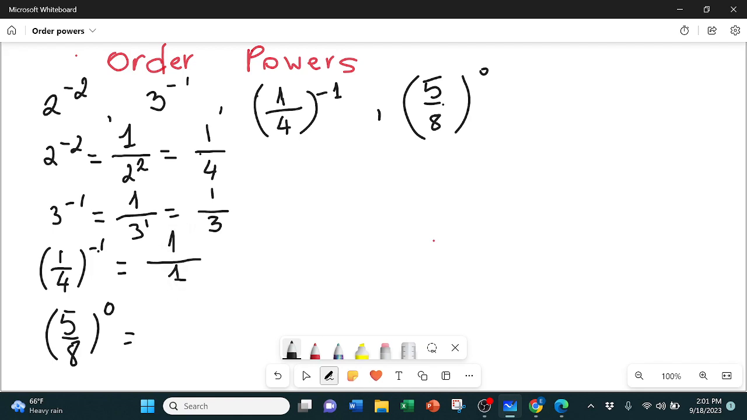over 4 to the first power. And by using the operation of how to divide a number by a ratio, we write the numerator 1 times the reciprocal. So the answer will be 4. And the last one, 5 over 8 to the 0 power. Any number to the 0 power is 1.